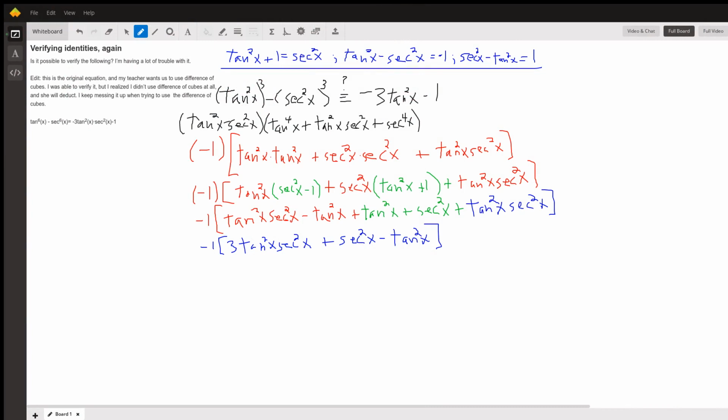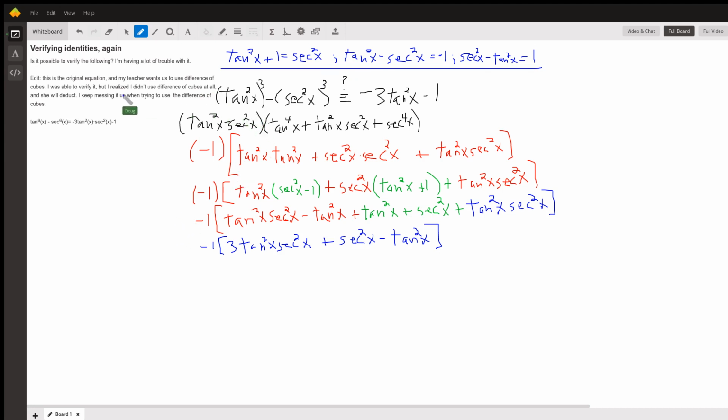Trigonometric identity here. It's a challenging problem. I've written down the Pythagorean identity, tangent squared x plus 1 equals secant squared x, plus a couple different flavors of that one, which were used in the proof of the following identity.